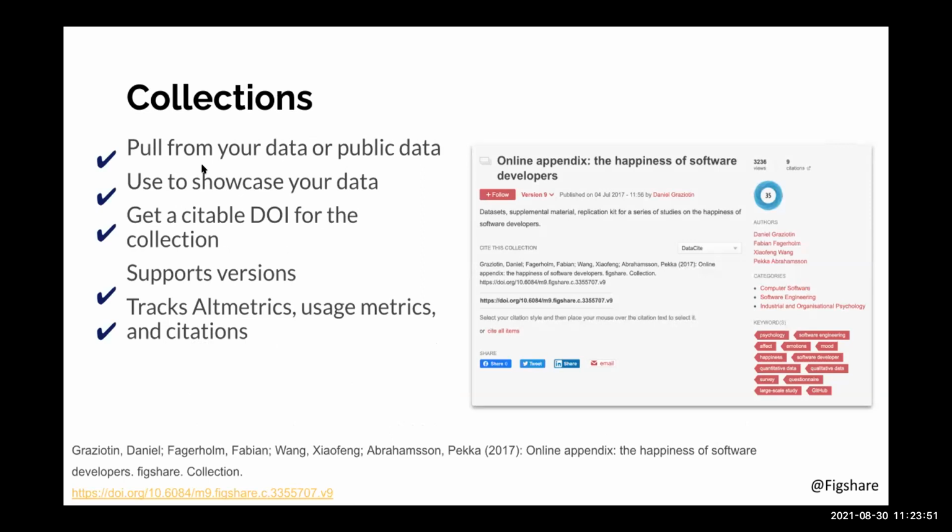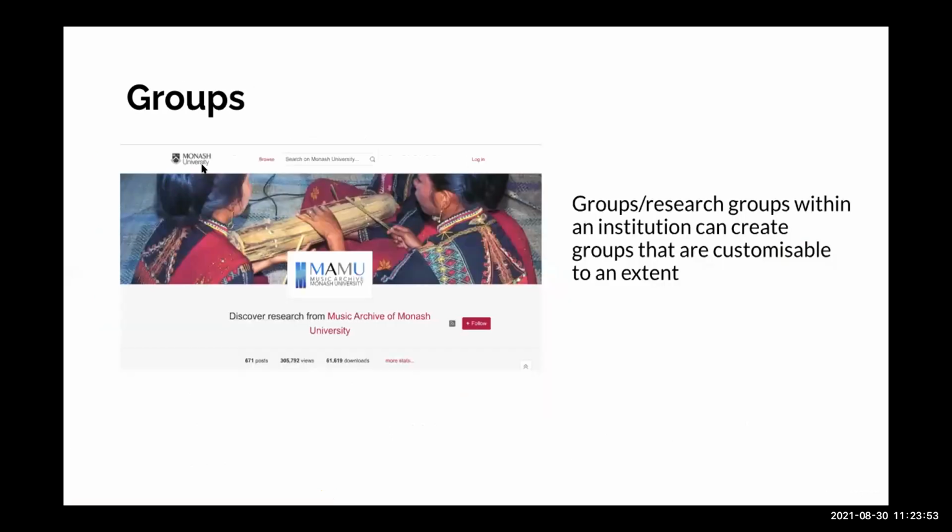Another useful feature is that you can create a group. Again, this would be done through one of the RDM teams, one of the data curators, and you can create a group within an institution, which is usually ideal for research groups or centers, because you can customize it to an extent. You can have your own logo or image used, and you can have your own URL.